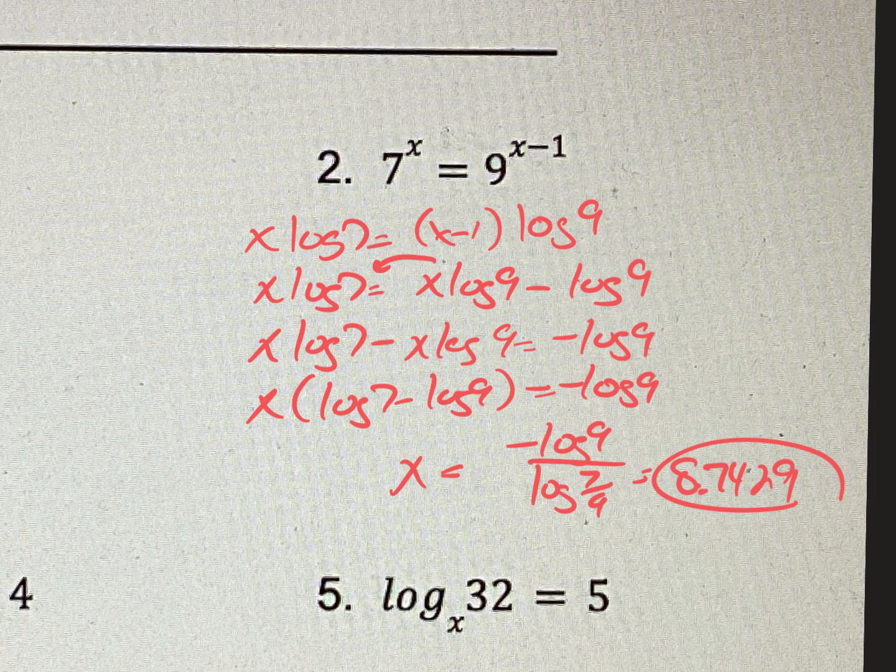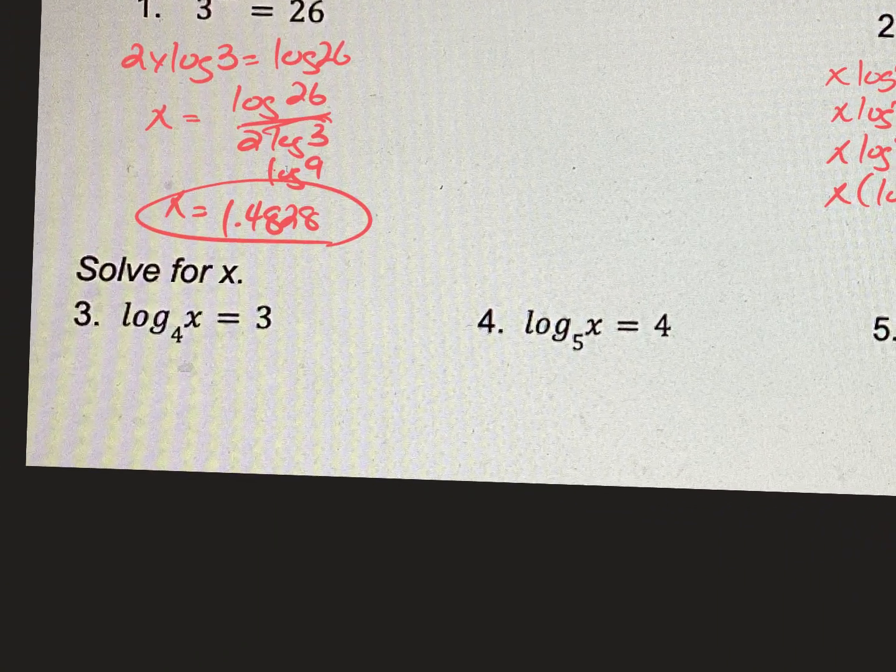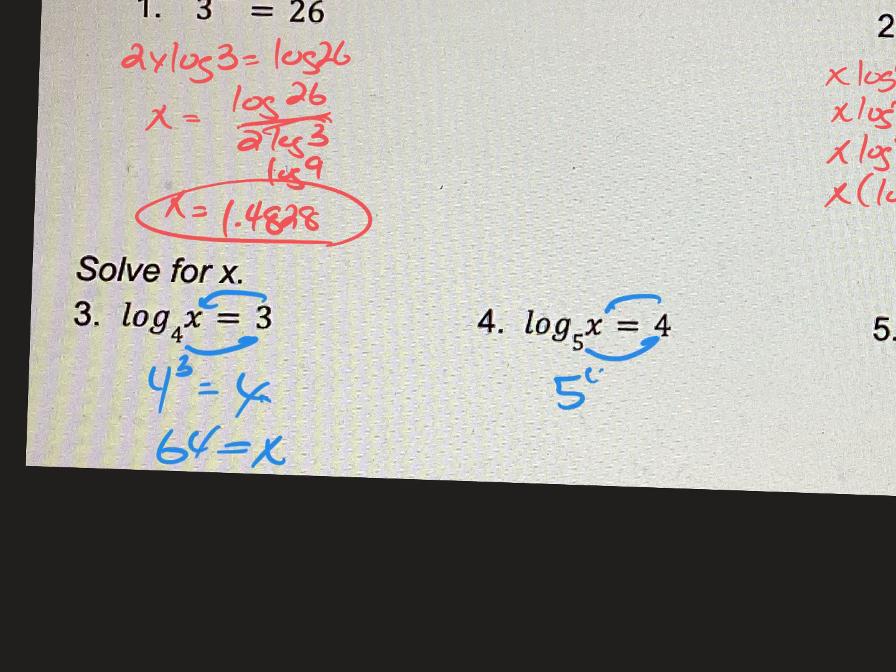There's 1 and 2. Number 3, 4, 5, a lot quicker here. Still equations though, still solving for x. So remember, we're going to go that base, that power equals that. That's what we're writing. 4 to the 3rd power equals x. So it means x is 64. Same thing here. 5 to the 4th power is x. Everybody knows 5 to the 4th power, 625.